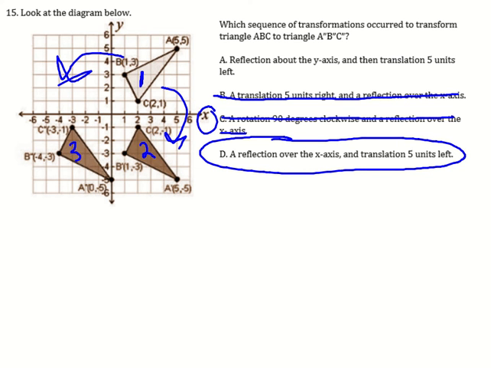And then our translation is 5 units left. You can pick a point and go, okay, how is this one changing? 1, 2, 3, 4, 5 in the left direction. So I'm reflecting over the x and then I'm translating 5 units left. Answer choice D.